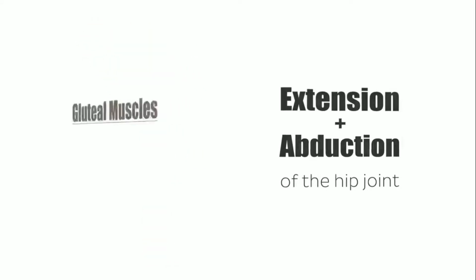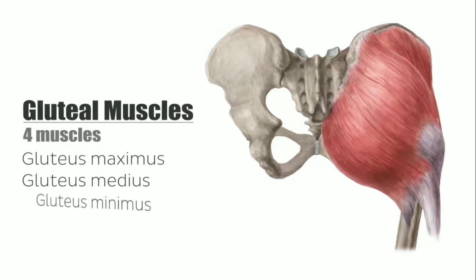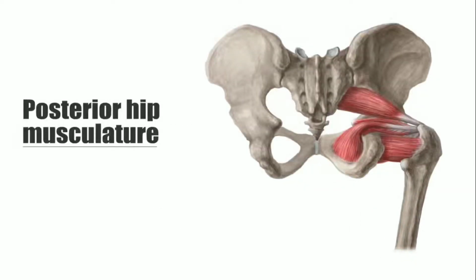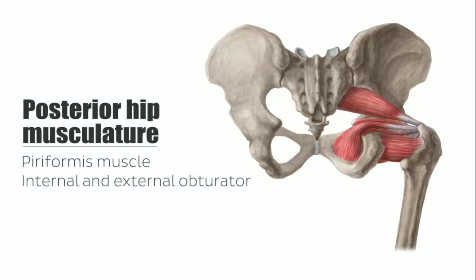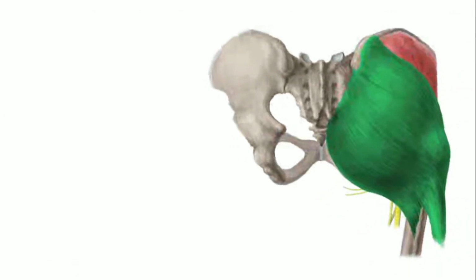The gluteal muscle group contains 4 muscles: the gluteus maximus, the gluteus medius, the gluteus minimus, and the tensor fasciae latae. Underneath the gluteal muscles, we're going to find another layer known as the posterior hip musculature that we're going to be discussing in this tutorial. You can see it now on the image on the right side. These include the piriformis muscle, the internal and external obturator muscles, the superior and inferior gemelli, and the quadratus femoris.